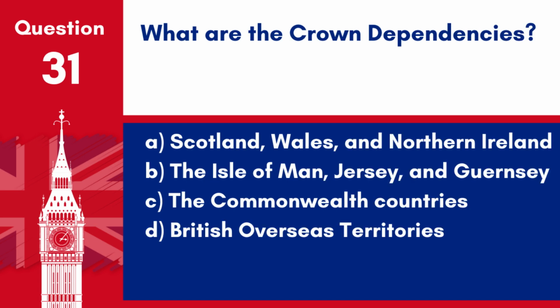Question 31. What are the Crown dependencies? A. Scotland, Wales and Northern Ireland. B. The Isle of Man, Jersey and Guernsey. C. The Commonwealth countries. D. British overseas territories. Answer B. The Isle of Man, Jersey and Guernsey. The Crown dependencies include the Isle of Man and the bailiwicks of Jersey and Guernsey, which are not part of the UK but are self-governing possessions of the British Crown.